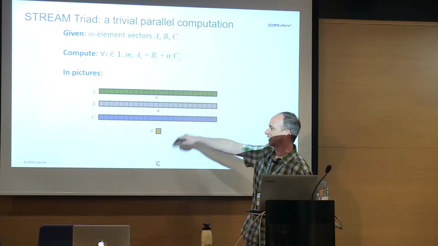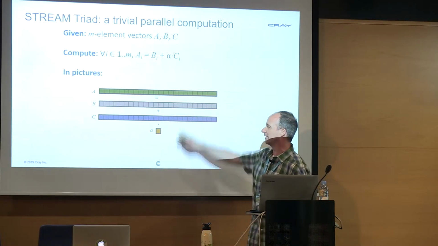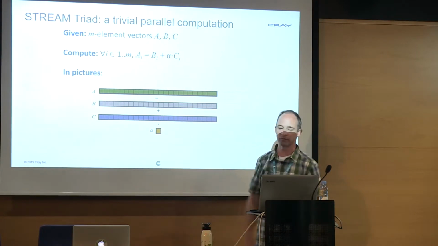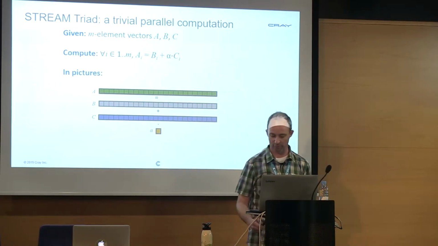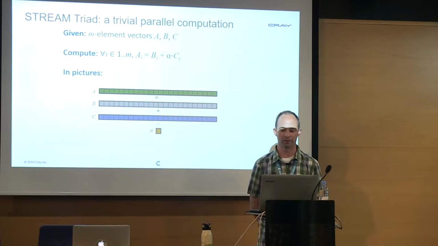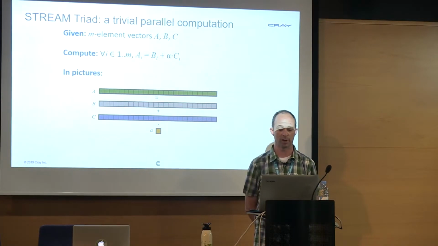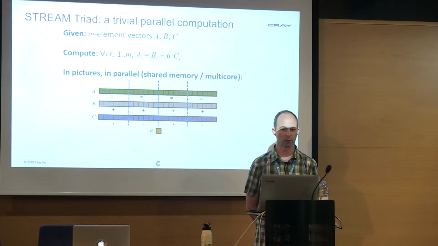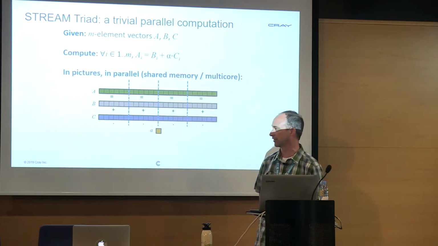You take a vector C, multiply it by a scalar alpha, add it to a vector B, assign it to another vector A. And because we're all parallel programmers, we know that this is a computation that's very trivial to parallelize. If we're running on a multi-core system, we could just chunk our vector up into a number of chunks and have each distinct core or task do the computation across its subset of the chunks.